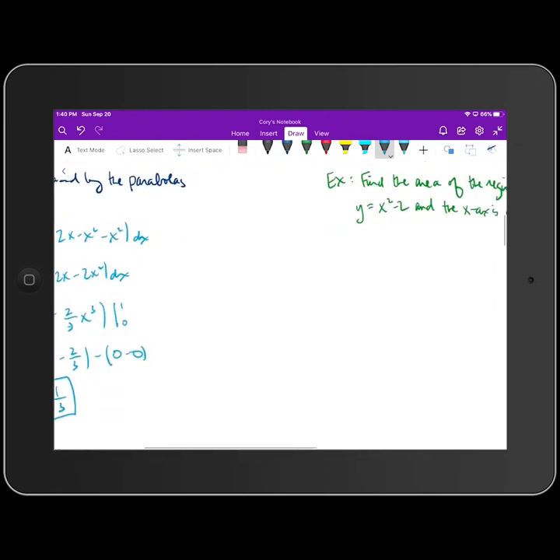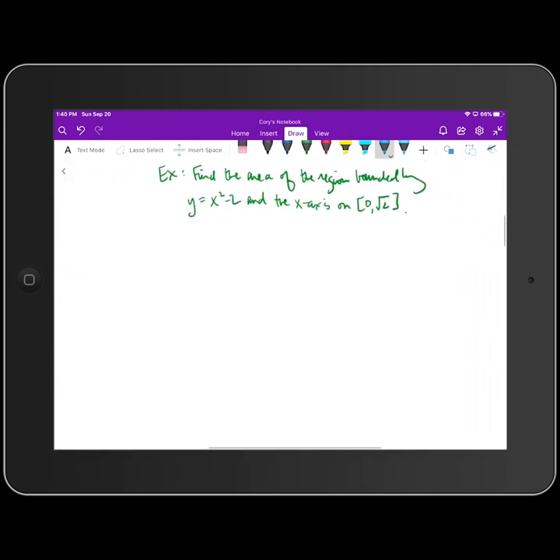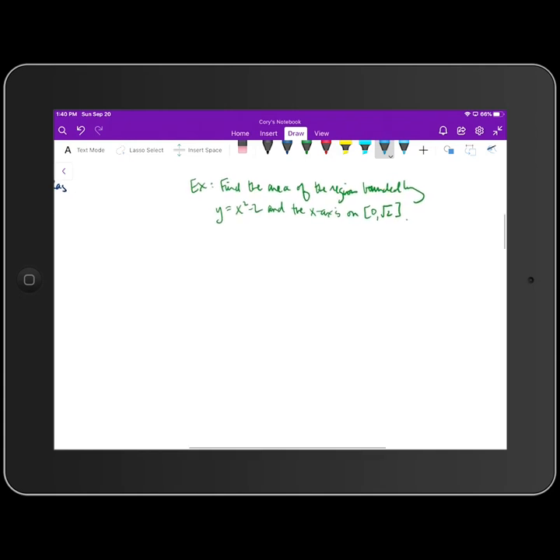Okay, let's move on to the next example. Sorry, I wanted to throw this example in. I forgot to include it in my original lesson.